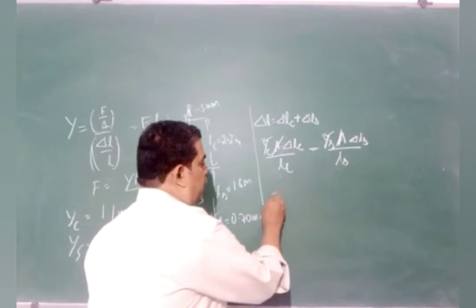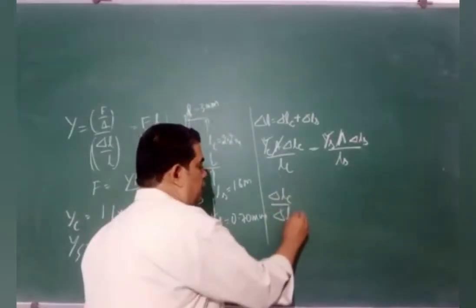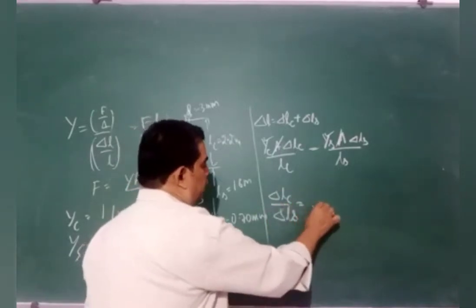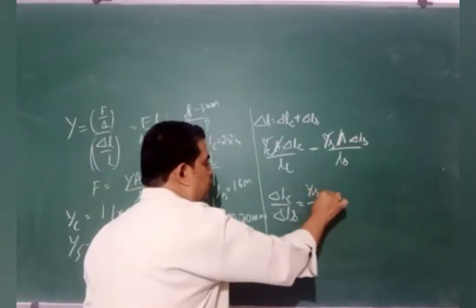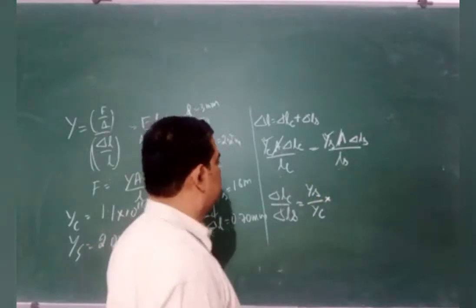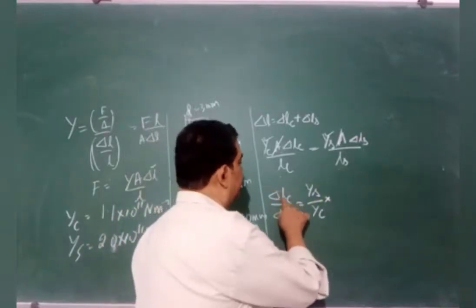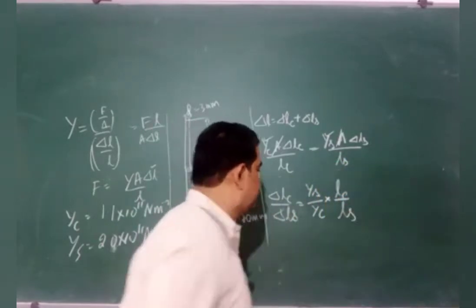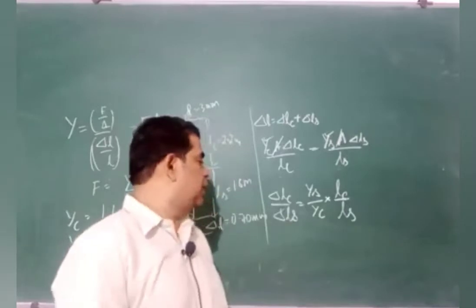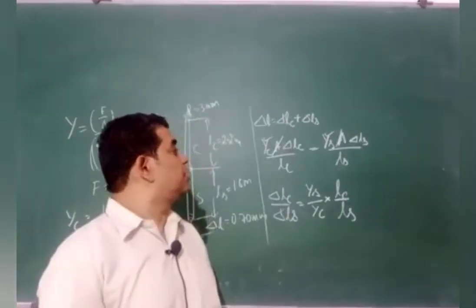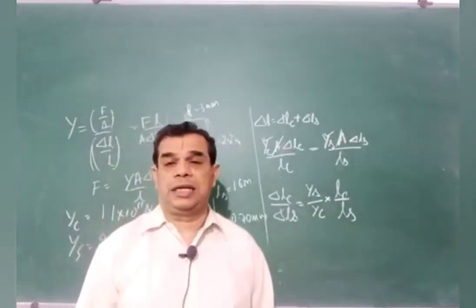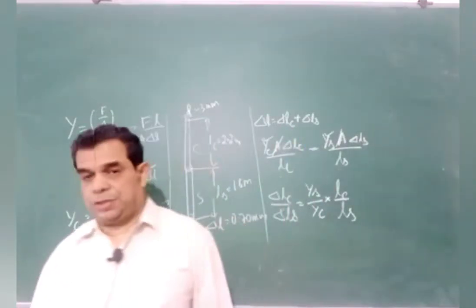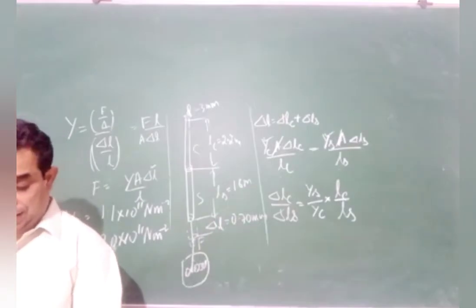This we can write as delta LC by delta LS equals YC here, YS here, into LC. LC should go to the numerator and LS. This is the formula for delta LC by delta LS. And using this, we can calculate delta LC separately, delta LS separately, using this total. Do this quickly. Substituting everything, you complete the things.